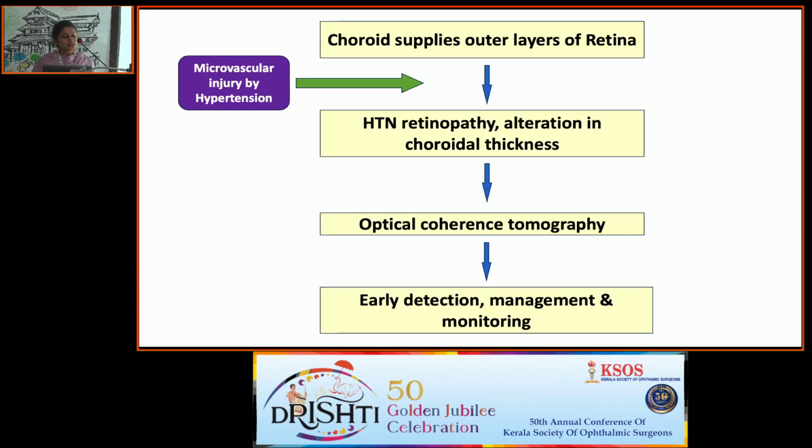We know that choroid supplies the outer layers of retina, and when microvascular injury caused by hypertension affects them, there will be retinopathy and alteration in the choroidal thickness. And by the emergence of optical coherence tomography, we can detect these changes and the alteration in the choroidal thickness. And since the ocular changes of hypertension precede the systemic changes, this helps in early detection, management, and monitoring of hypertension.